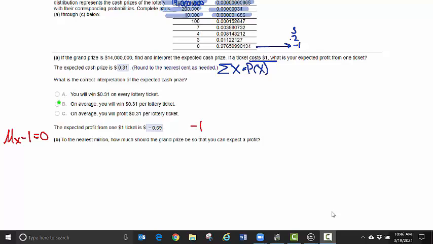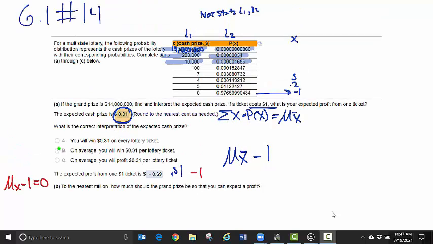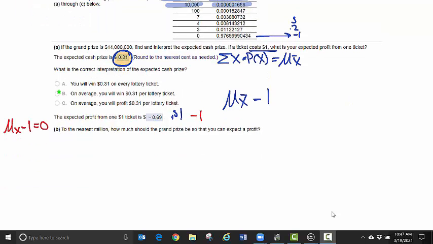Or a shortcut for that would be to just take the average that you got, the expected value from the previous one, and just minus $1 at the end. So in this case, our expected winnings was 0.31, but minus the $1 that you paid, and so then your expected profit would be negative 0.69. So again, you could just minus 1 at the end, or you could redo the whole chart and do list 1, list 2.